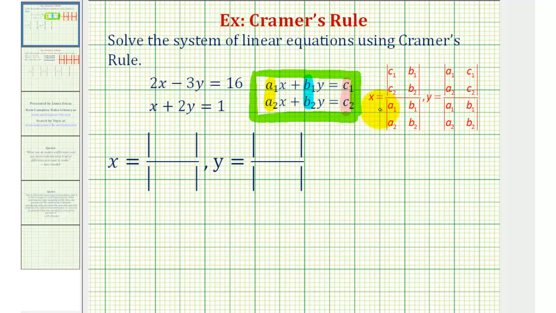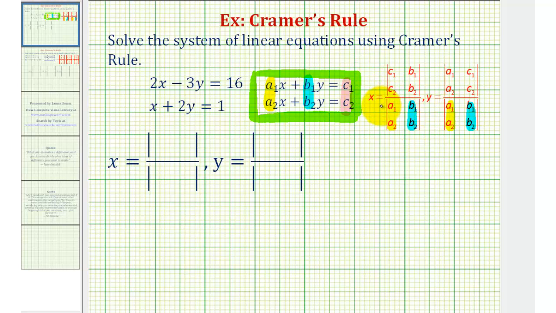So if we take a look at these 2 by 2 determinants, let's first focus on the denominator of both x and y. Notice both 2 by 2 determinants contain the same elements, where the first column contains the coefficients of x, and the second column contains the coefficients of y.